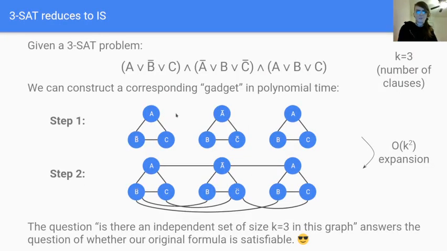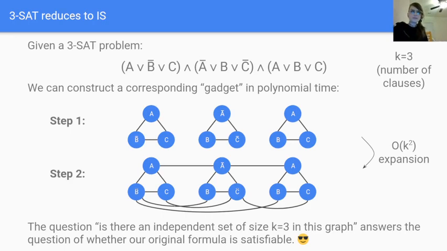All right, let's do a tough one. We're going to do another reduction. This time we are going to reduce 3-SAT to independent set. So this independent set problem we just discussed, we're trying to find a set of vertices that have no edges between them. And we want it to be as large as possible. Technically, in the decision problem version, we want to know if there is an independent set that is greater than or equal to some k in number of vertices.